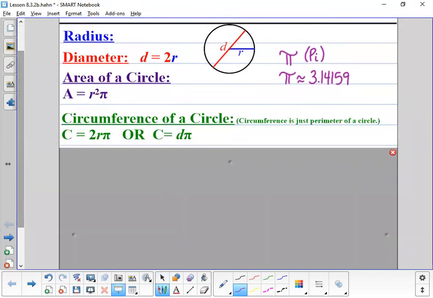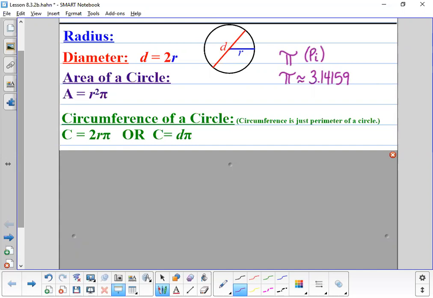All right, circumference of a circle. Circumference is just the perimeter of the circle. So a circle isn't a polygon because it's really just a set of points that are the same distance from the center. So it doesn't have a perimeter necessarily, but it does have what we call a circumference. And the circumference is just the length around the edge of the circle.